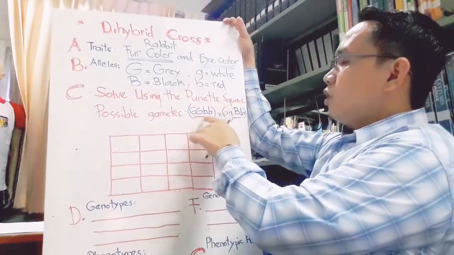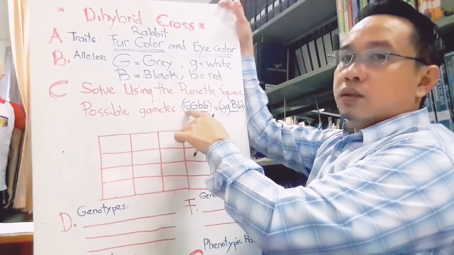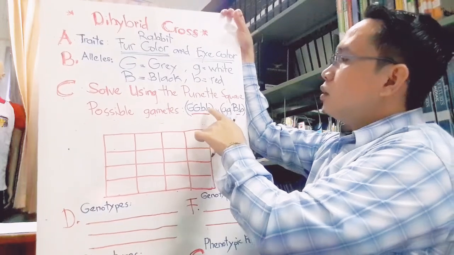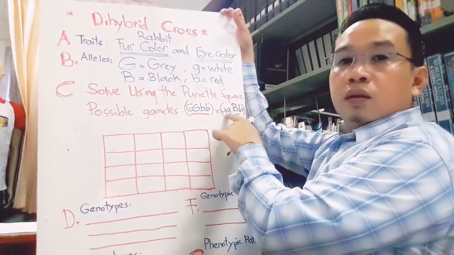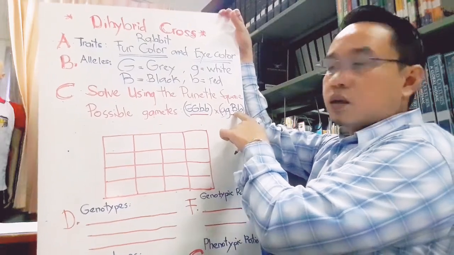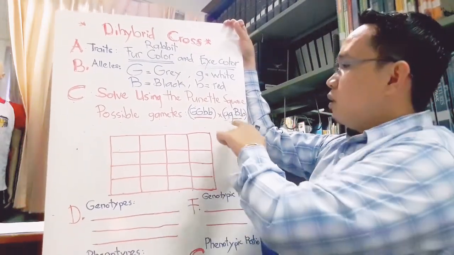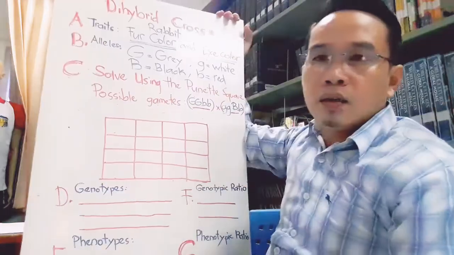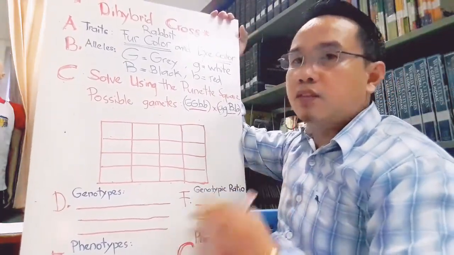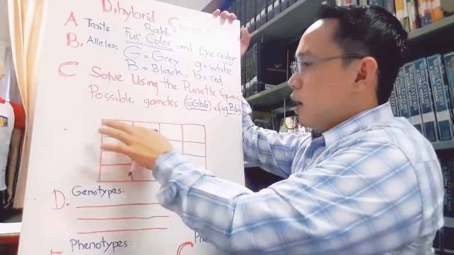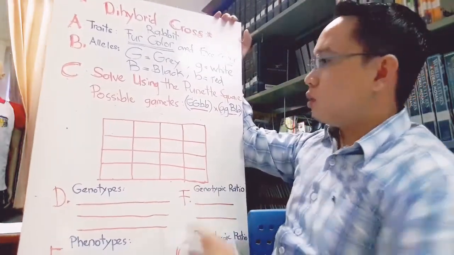So now, first trait, homozygous gray, homozygous recessive red, homozygous recessive white, and heterozygous black. Right? So here, now we already have the possible gametes. Now we need to fill out and determine the phenotypes and the genotypes of the possible offspring out of these 16 squares. Okay, so let us continue.